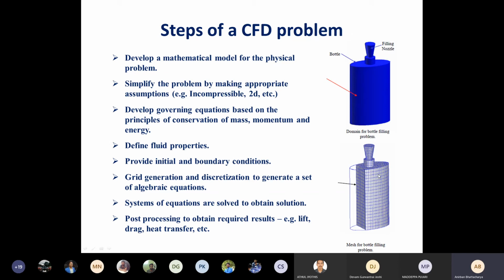And then for each point, each subdomain, you will have a set of equations, and you can solve all the equations together to get the solution. So the system of equations is solved to get the solution. Now you have to post process the result to get the relevant quantities.